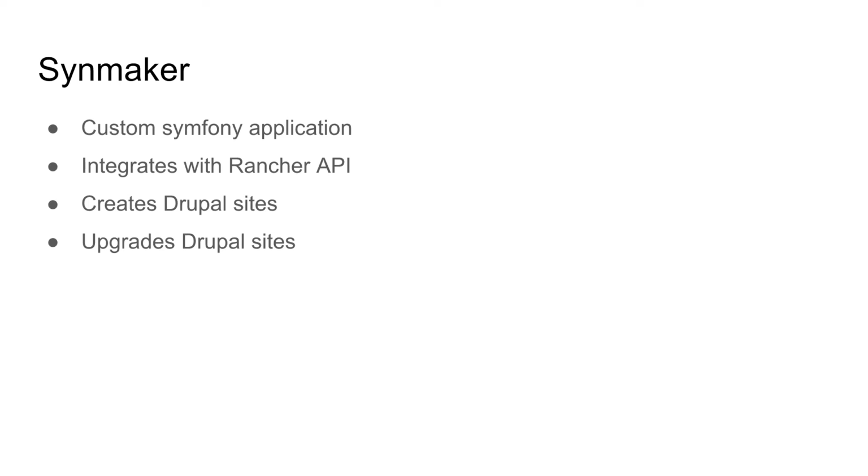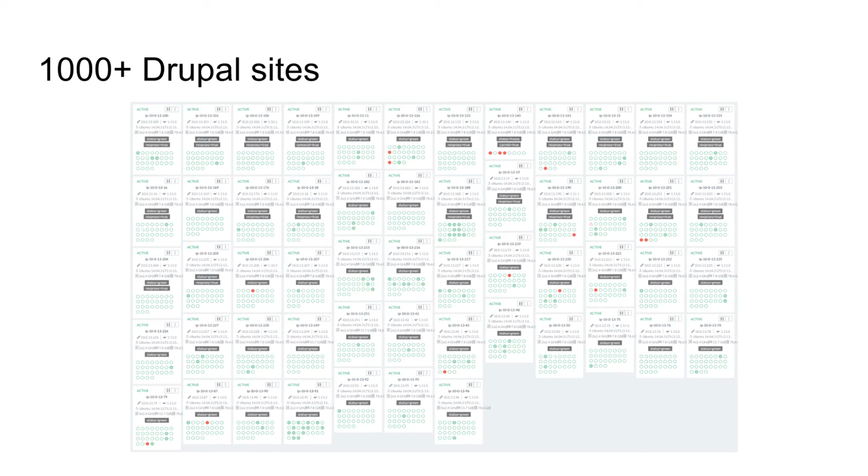SynMaker is one of the microservices which we developed on Symfony. It is integrated with Rancher APIs for creating a Drupal site when a user signs up, and it is also used for upgrading sites. And yes, we do upgrade 1,000 plus websites with SynMaker. And here we go, 1,000 plus websites. All the green circles are the Docker containers hosting Drupal sites.